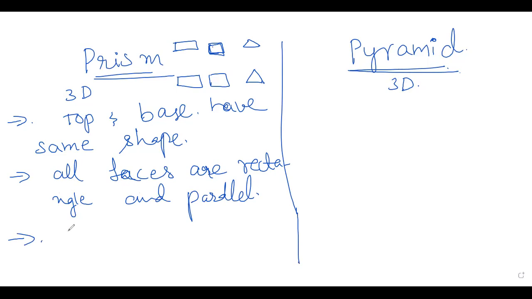Next example, see, if there is a triangle at the bottom, this is called a triangular based prism. If it is square, this is called a square based prism. If it is rectangle, it is called a rectangular based prism, or hexagon, heptagon.